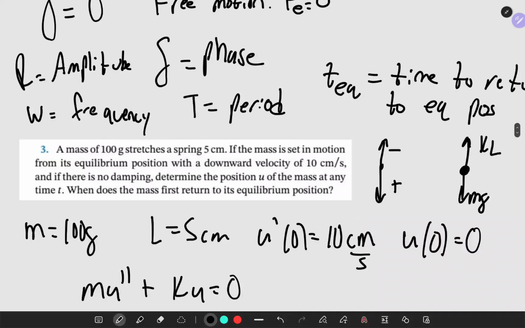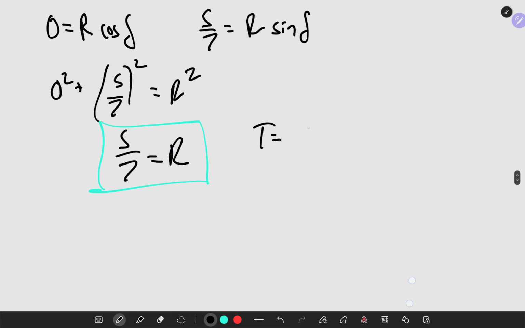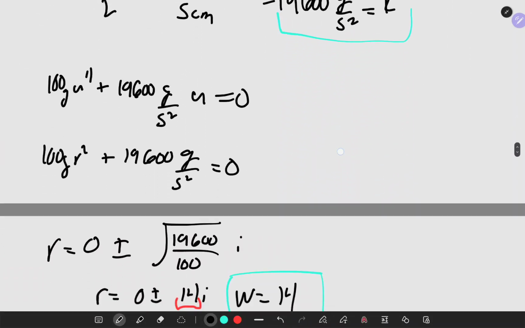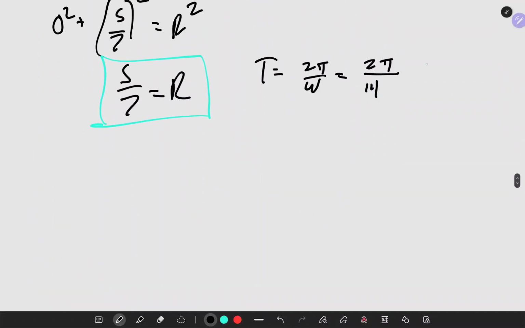And then it asked us: when does the mass first return to its equilibrium position? Well, first of all, the period would be 2 pi over the frequency. Frequency was 14, yep, 14. Which is pi over... Well, let me keep it like that. Because t equilibrium is just the period divided by 2, which would just be pi over 14. Right?